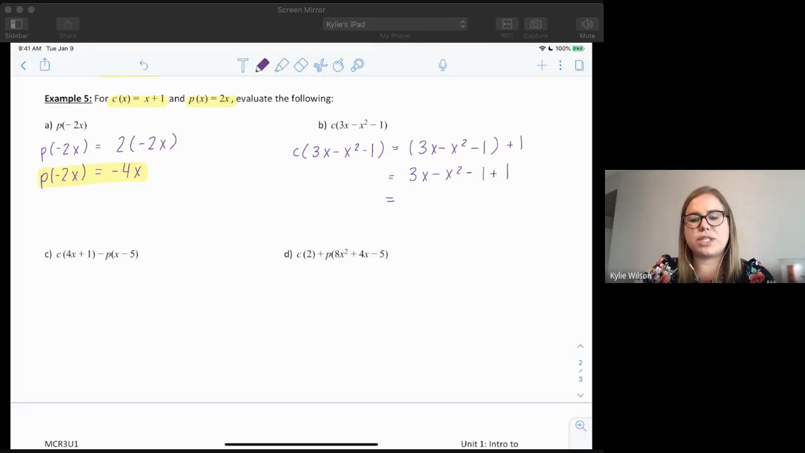3x minus x squared minus 1, plus 1. I like to originally put it in brackets just in case the numbers impact it and I need to distribute something. It's just a very good habit to get into so you don't accidentally miss anything. So then that will leave us with 3x minus x squared, oops, sorry, not an x squared, just 3x minus x, and the other one goes away, and that is it.